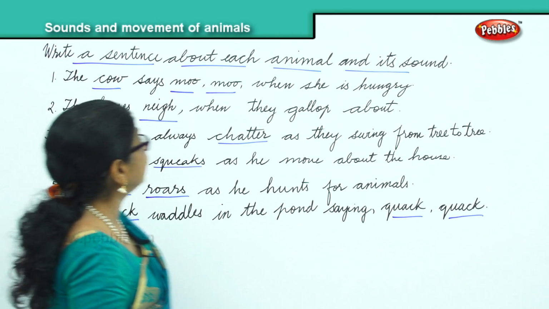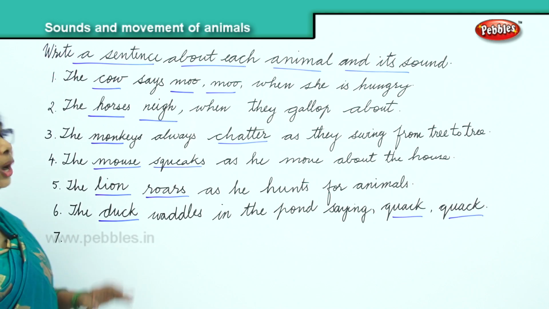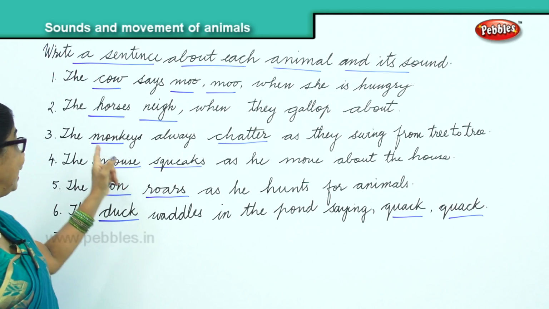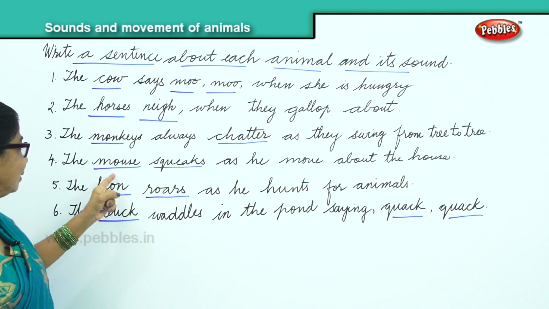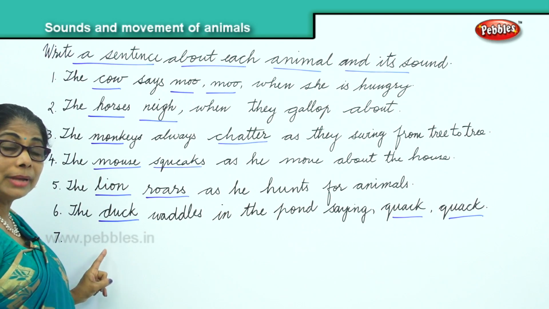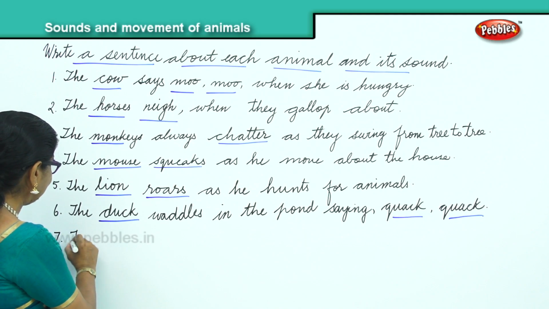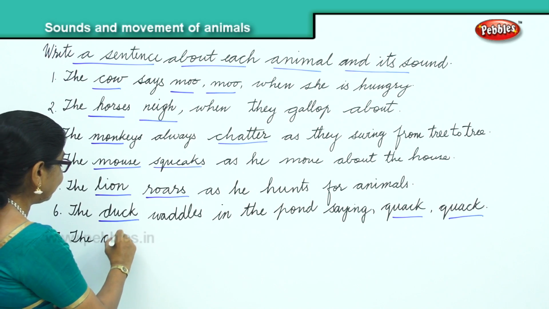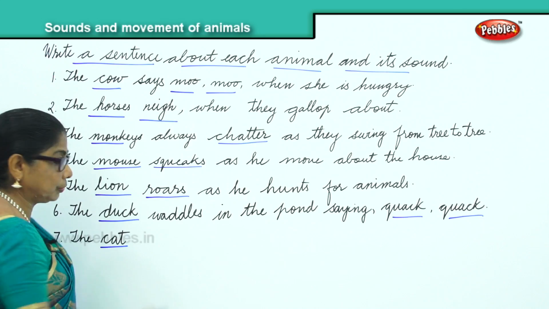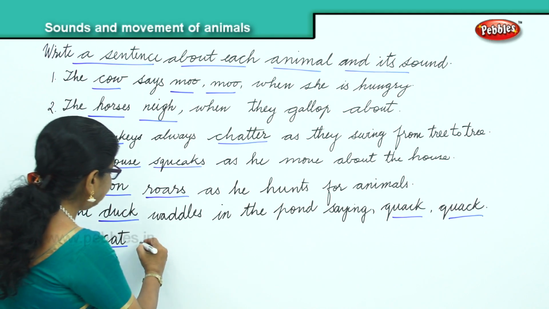Alright? Now look at all these 6 sentences here. The cow says moo. The horse says neigh. The monkey says chatter, chatter. The mouse squeaks. The lion roars. And the duck quacks. Okay, the cat. Let's look at the cat. Your pet cat in your house. What does she say all the time? Purr, purr. So the cat purrs.